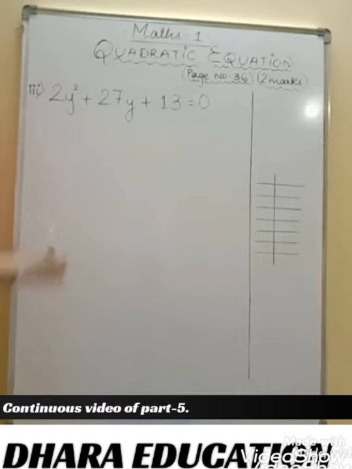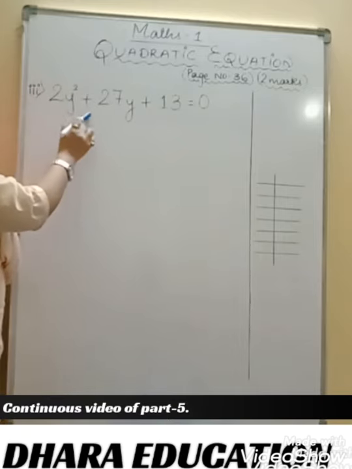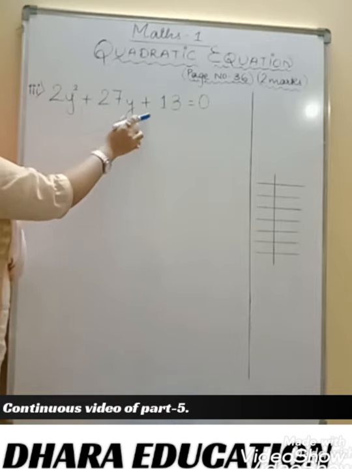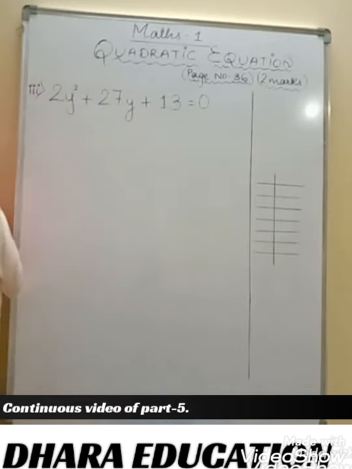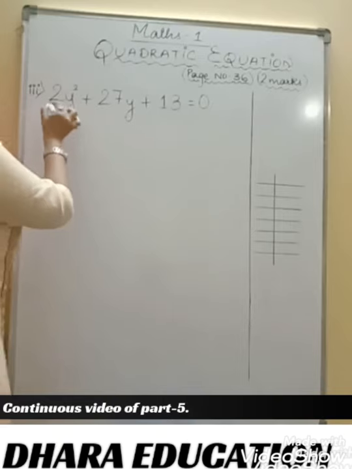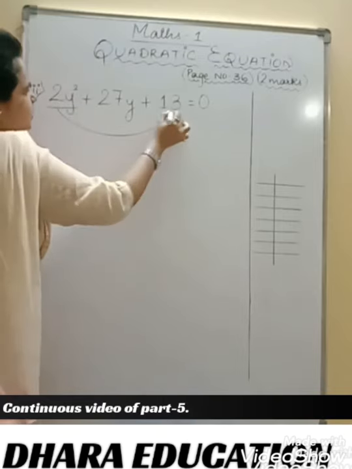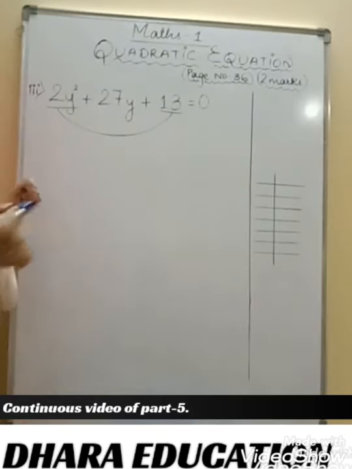That is the third sum: 2y square plus 27y plus 13 is equal to 0. It is there in your textbook, page number 36, and all these questions will be asked for 2 marks. As I have shown in the previous videos also, there will be 2 steps. Step one: the first term will be multiplied with the third term. So yes students, exactly, what we need to do is this.